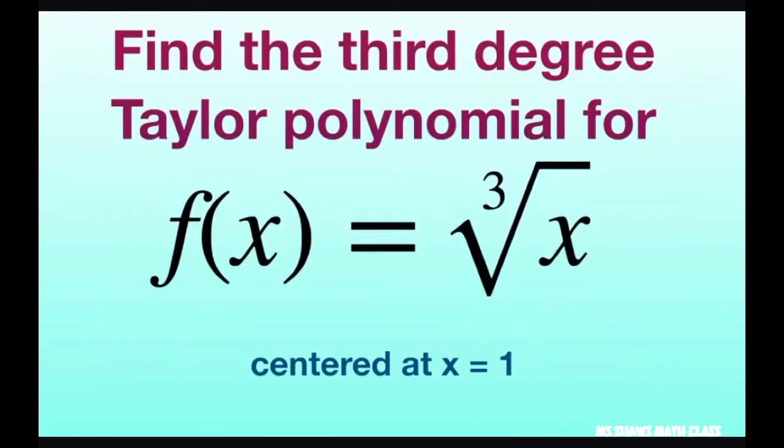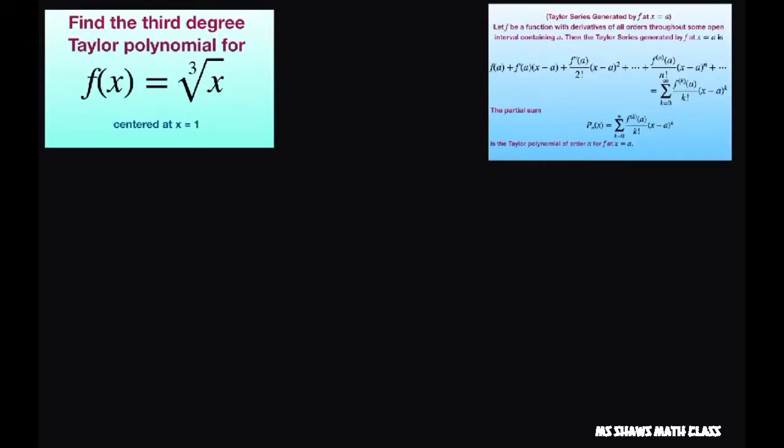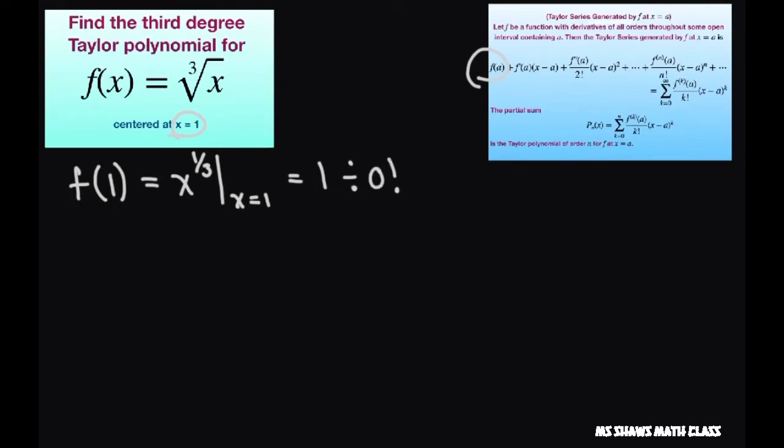One, we're going to find the third degree Taylor polynomial for f of x equals cube root of x, and we're going to be centered at x equals 1. So we're going to crank out some derivatives here. Let's first write this as f of x, and we're centered at x equals 1. So f of 1 equals x to the power of 1/3, and we're evaluating this at x equals 1. So this is just going to equal 1, and that's your first term here. You could also say divide it by 0 factorial, and 0 factorial is just 1, so you get 1.